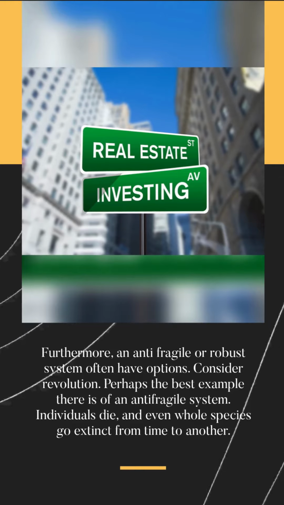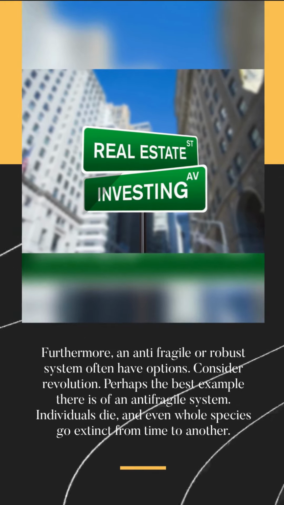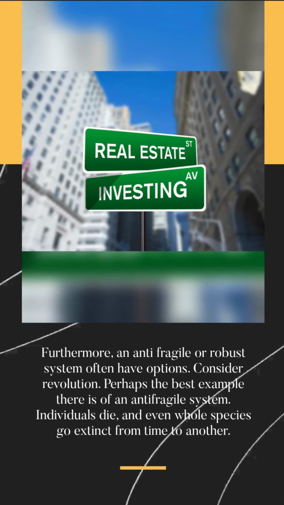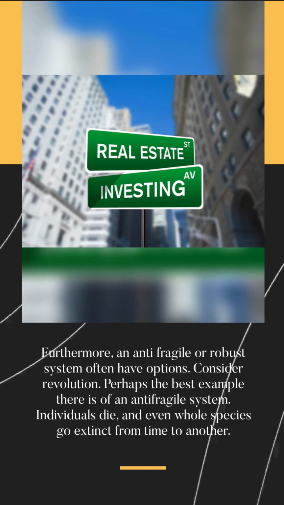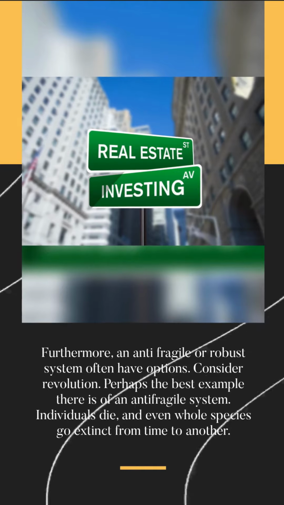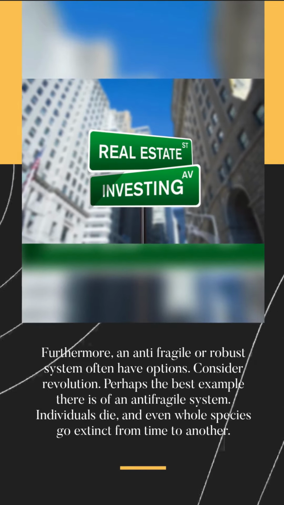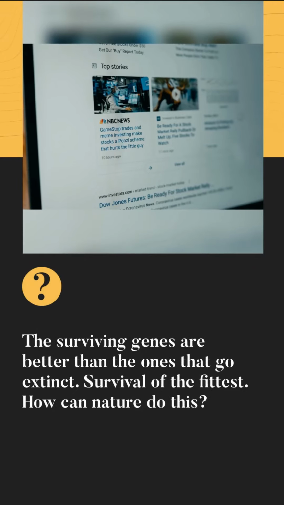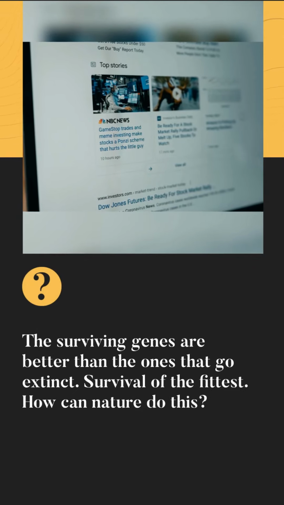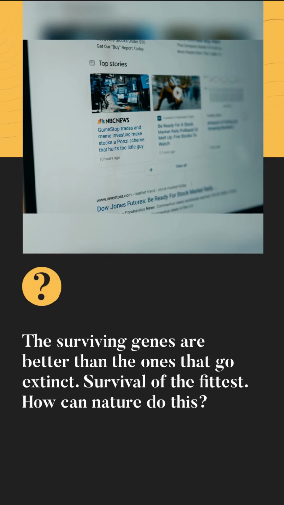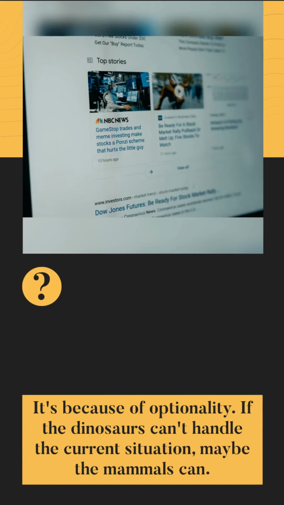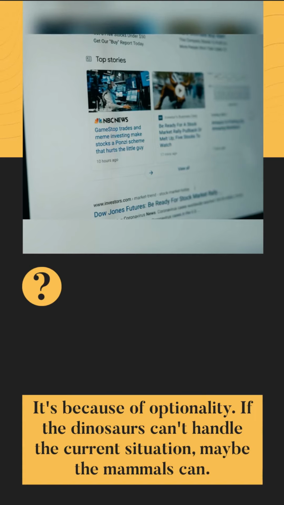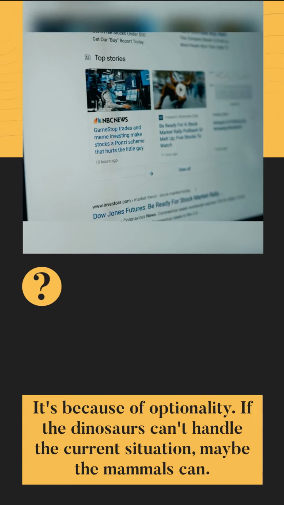Furthermore, an antifragile or robust system often has options. Consider evolution, perhaps the best example there is of an antifragile system. Individuals die, and even whole species go extinct from time to time. The surviving genes are better than the ones that go extinct. Survival of the fittest. How can nature do this? It's because of optionality. If the dinosaurs can't handle the current situation, maybe the mammals can?